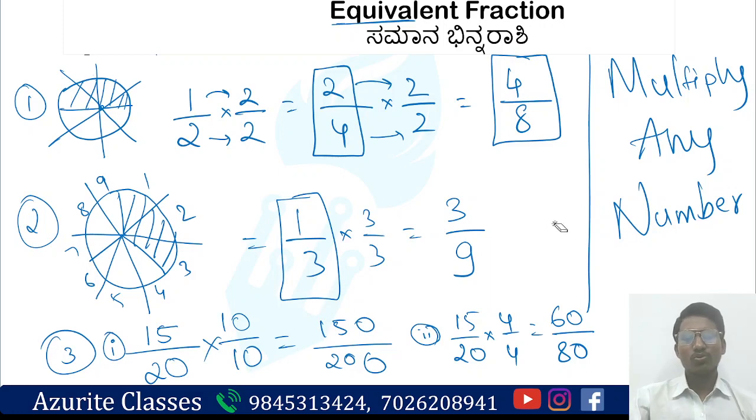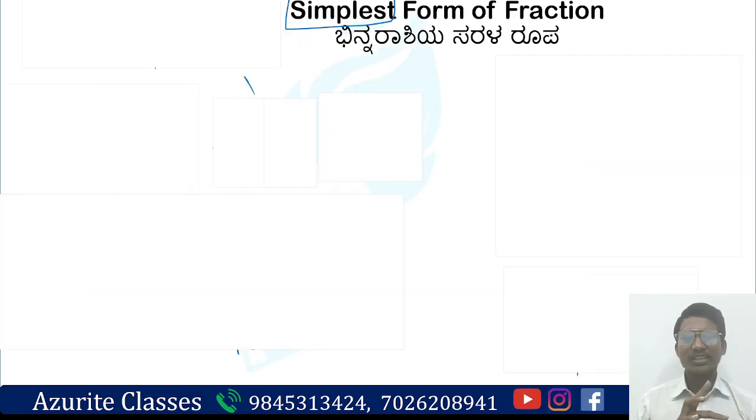So this is what equivalent fraction is about. Equi means same, same cake, just we are dividing it into more pieces, that's it. Now we have seen that the same cake was divided into more pieces. If you join those pieces again, it will form a bigger piece, right? So the same thing here. We say it is the simple form of the fraction.